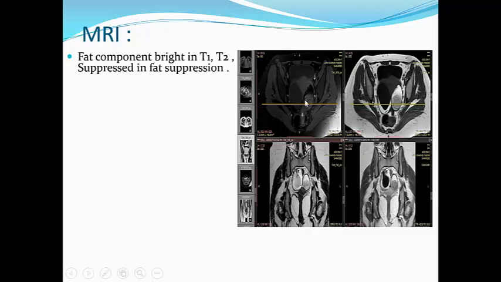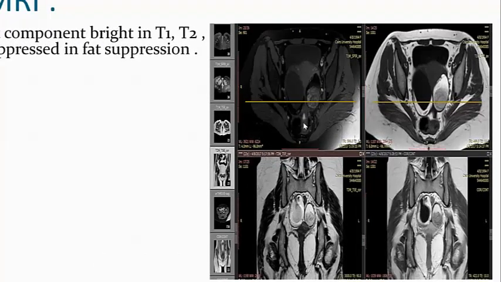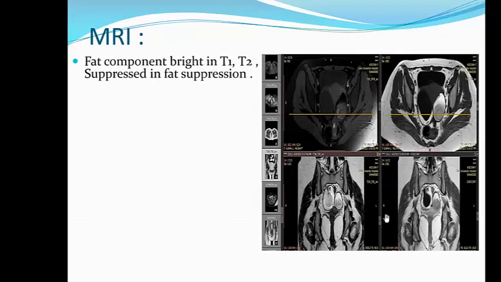Here we have bilateral mature cystic teratoma. Here is bilateral mature cystic teratoma. This is bright in T1 and suppressed on fat suppression, but this cystic component is not fat. And here also there is a part that is suppressed in this image. So this is T1 fat suppression, and T2. So in this case, it is a sure case of mature cystic teratoma.